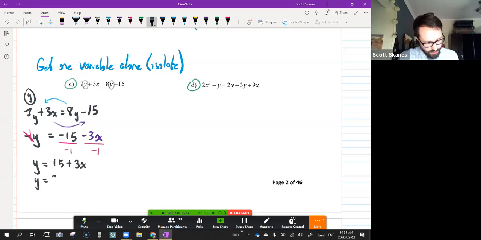Y equals 3x plus 15. But really, both answers are perfectly fine. So that's what we mean when we say we want to make it a function, or we want to rearrange it so that it is a function. Now, it asks us to know what the dependent and independent are.